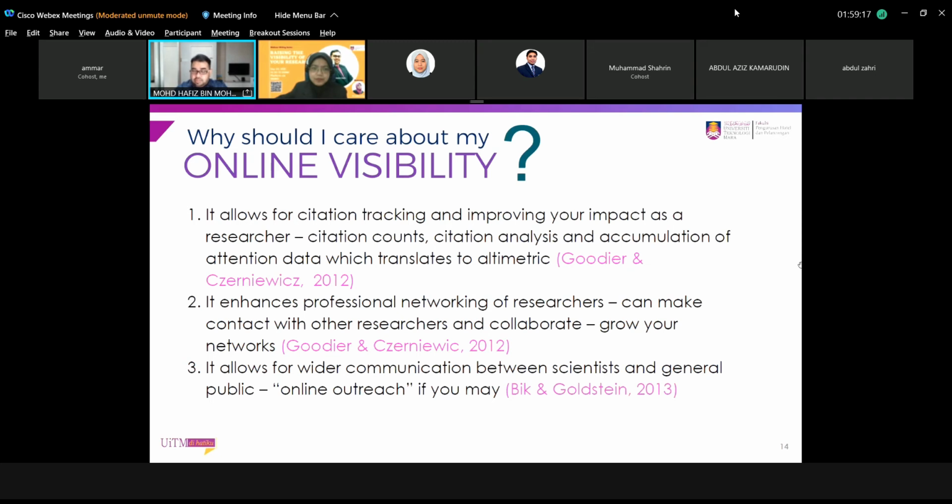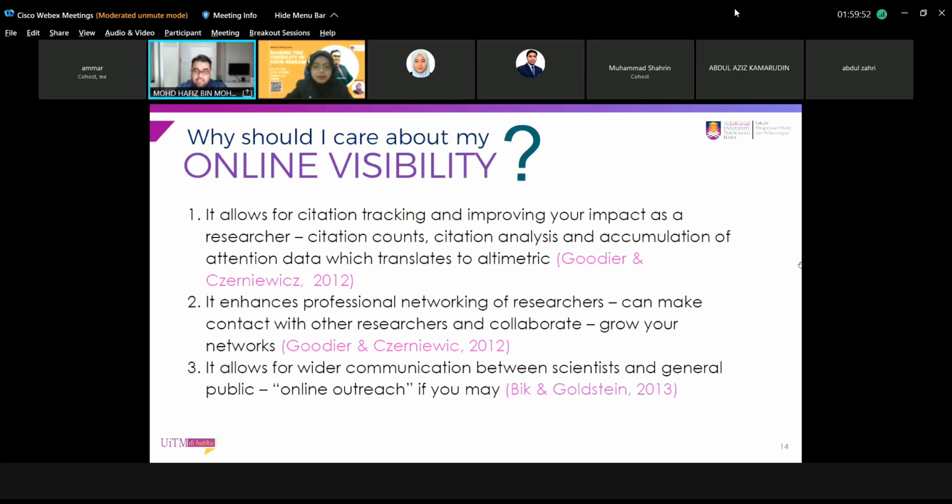And we also use online visibility in order to improve our citation tracking. If it is easy for researchers to find your papers, it is easy for them to read and to cite your work, rather than having to get to you by email and waiting for you to reply. So these are the external factors that could affect your citation counts.